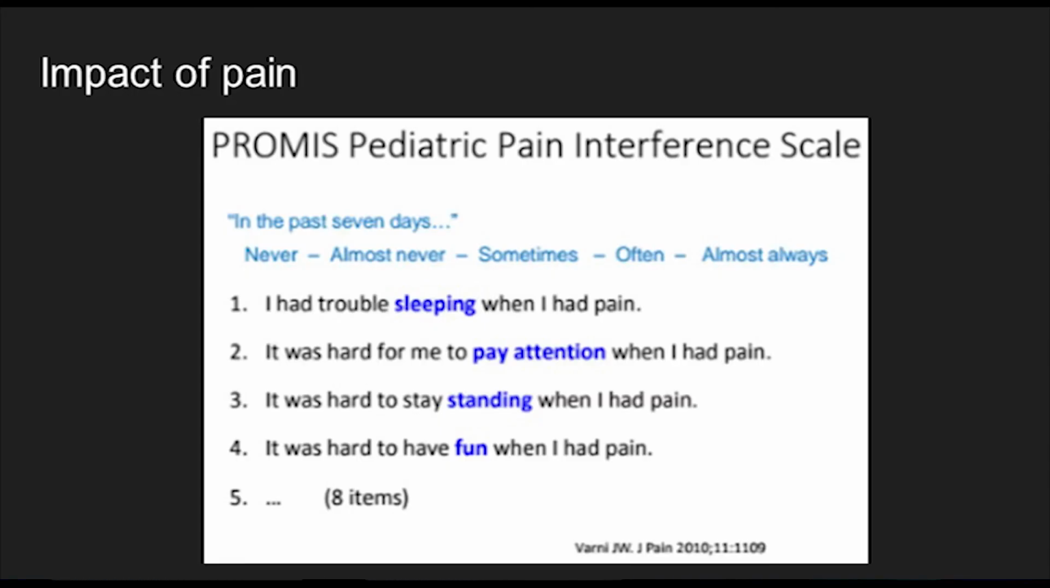Impact of pain, the PROMIS scale is used for assessing the impact on the child's life. So it asks questions like, in the past 7 days, how much has the pain affected your ability to sleep, your ability to play, your ability to pay attention in class? So these are all the total picture of pain to get an idea of the patient narrative.